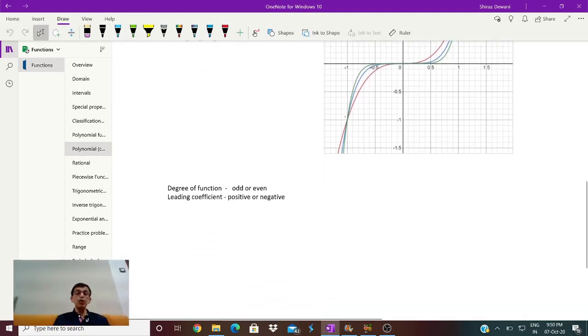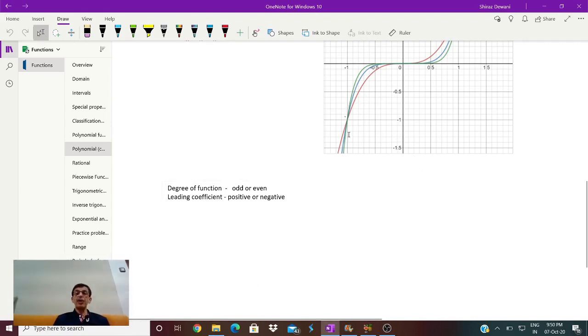So you have to see two things. One is the degree of the function, whether it is odd or even, which will tell you whether its graph will be going down and then up, or it will just go up. That means whether it will be on the positive and negative side of the y-axis, or it will be only on one side. And the other is the leading coefficient, whether it is positive or negative.